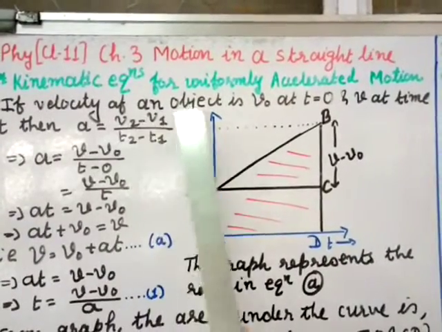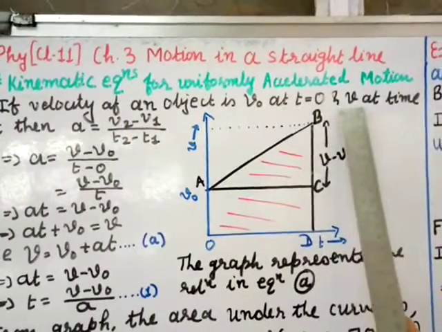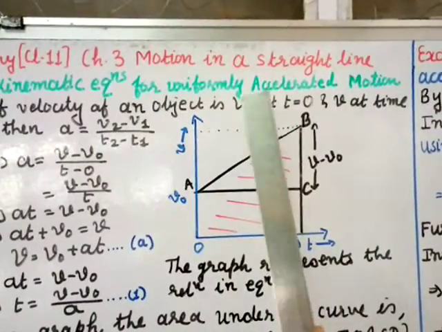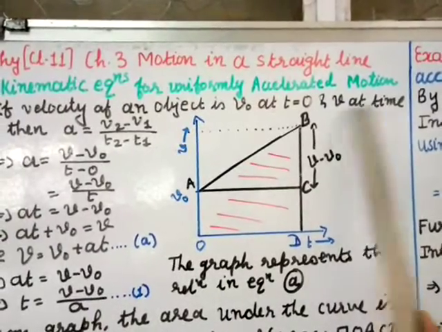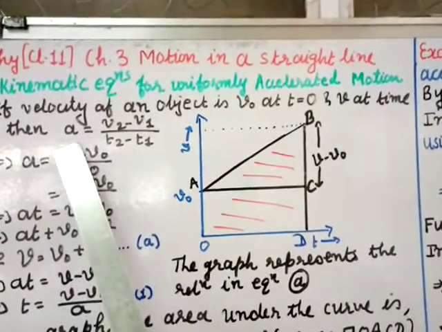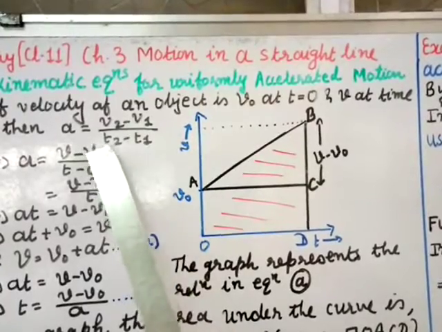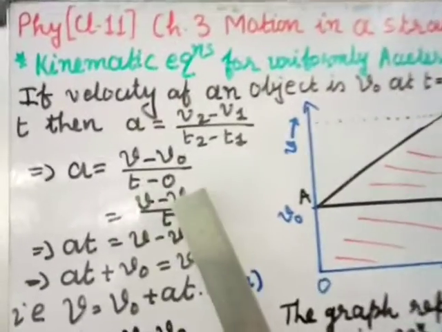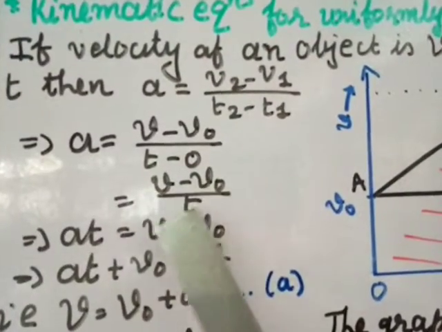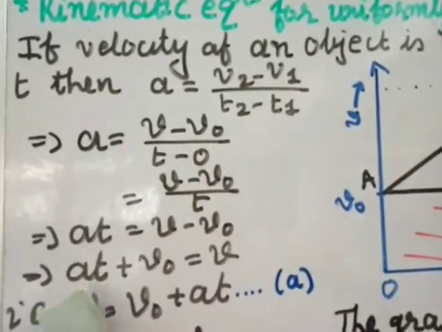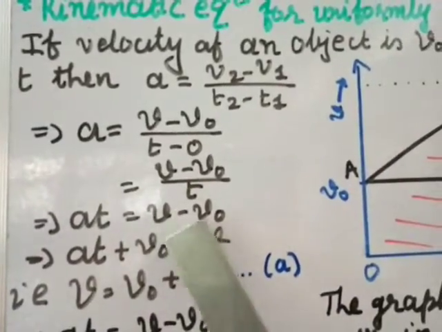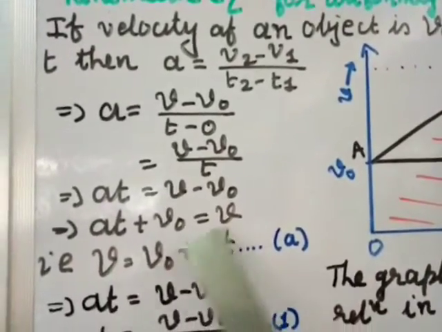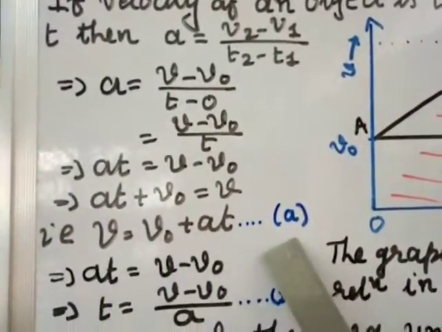If velocity of an object is v0 at t equal to 0 and v at time t. If this is t equal to 0, initial velocity is v0, and at time t the final velocity is v. Then a, that is acceleration, is given by (v2 minus v1) divided by (t2 minus t1). Put these values, then a is equal to (v minus v0) divided by (t minus 0), which gives you (v minus v0) by t. T you transfer and multiply with a, so at is equal to v minus v0. This minus v0 transfer over here, so you get at plus v0 is equal to v. Right, from here, v is equal to v0 plus at, call it equation A.